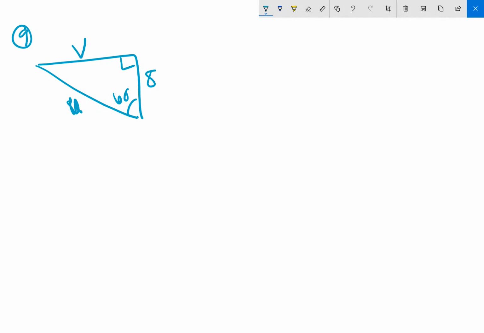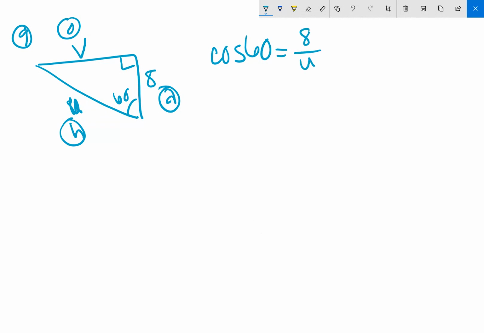So because I have this is hypotenuse, adjacent, and opposite. So because I have this, I have my adjacent and my hypotenuse, so that's going to be cosine of 60 equals adjacent 8 over hypotenuse U. And then to find V, I would probably want to use tangent. So tangent of 60 equals opposite V over adjacent 8. Okay, and then cosine of 60, I'm using my hand again to remind myself. Cosine of 60 is 1/2.